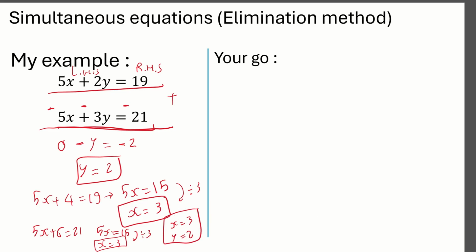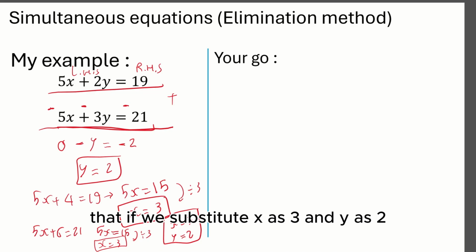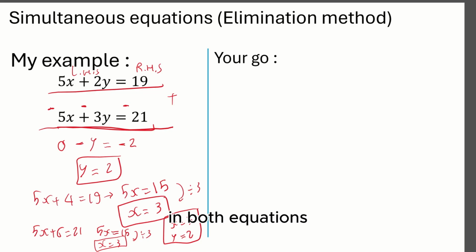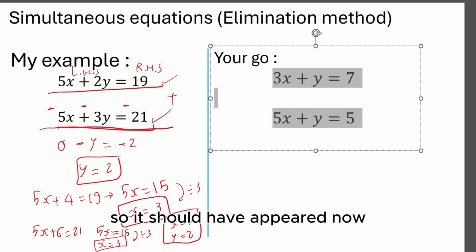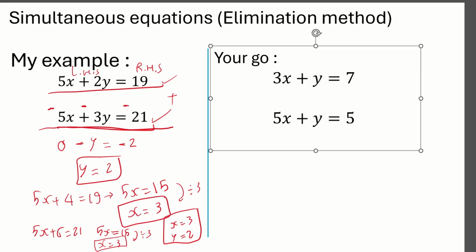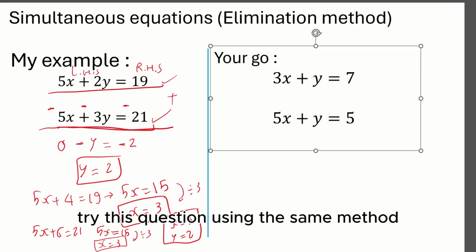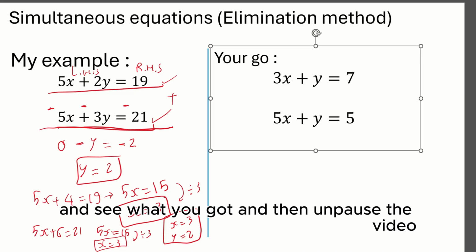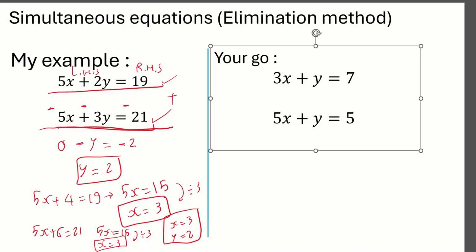And what that means is that if we substitute x as 3 and y as 2 in both equations, they will be correct. So it should have appeared now: 3x plus y equals 7 and 5x plus y equals 5. So I want you to pause the video, try this question using the same method and see what you got, and then unpause the video.